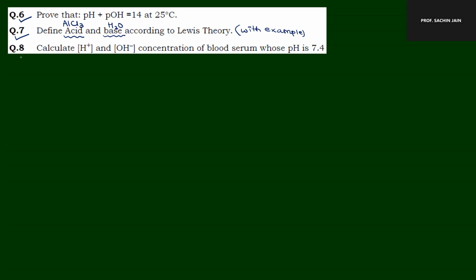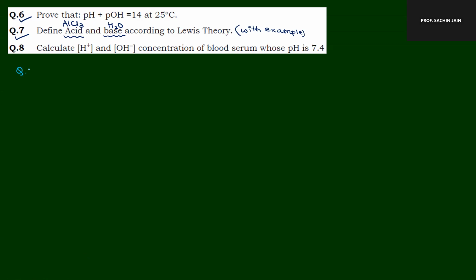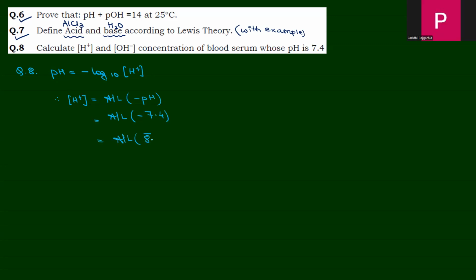Next, calculate H plus and OH minus concentration of blood serum whose pH is 7.4. So pH दिया है, H plus ढूंढना है. सबसे पहले क्या करोगे? First, you take negative log of H plus, and to find H plus, anti-log of minus pH, which will be equal to anti-log of minus 7.4. Apply the shortcut trick. Bar anti-log of 8.6, bar 8.6. Get me 0.6 का anti-log from the anti-log table, please.